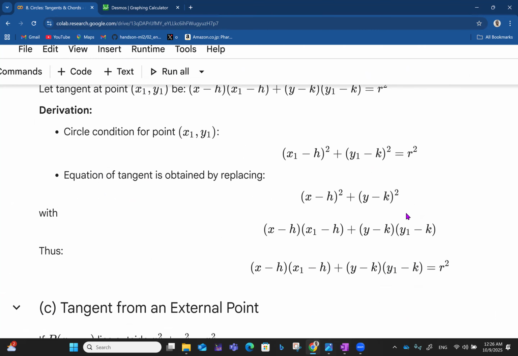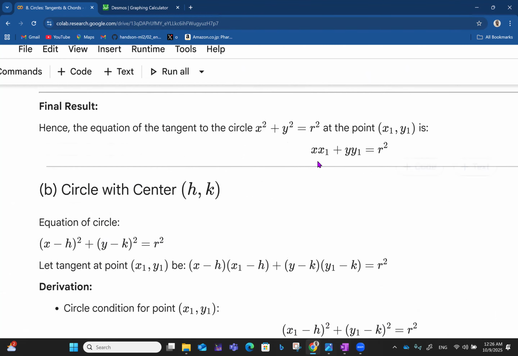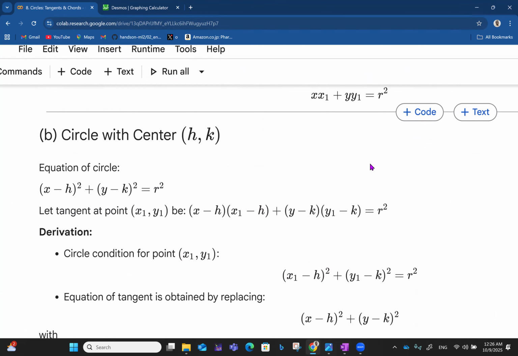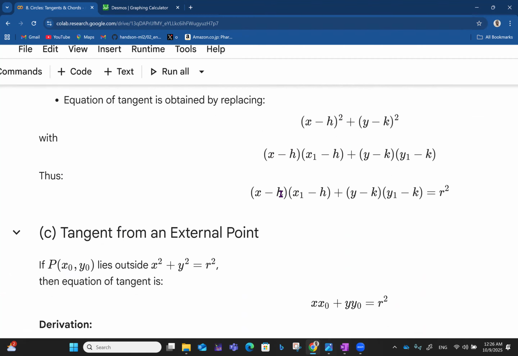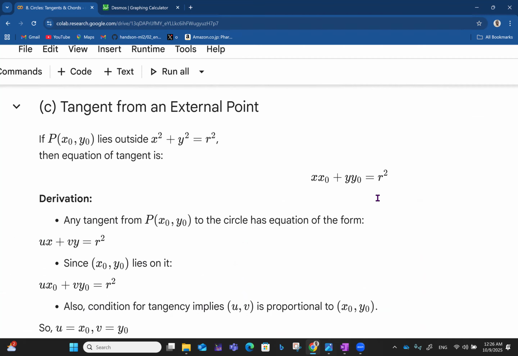So the derivation: the circle condition for point (x1, y1) will be (x1 minus h) squared plus (y1 minus k) squared equals r squared. The equation of the tangent is obtained by replacing (x minus h) squared plus (y minus k) squared with this expression, (x minus h)(x1 minus h) plus (y minus k)(y1 minus k). Thus, we have this equal to r squared. So instead of x x1 plus y y1 equals r squared, we just have (x minus h)(x1 minus h) plus (y minus k)(y1 minus k) equals r squared, because the center is (h, k). Then tangent from an external point now.